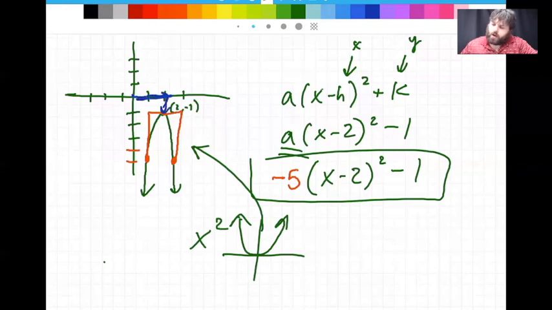And then I went down 1. So right 2, remember when it's with the x, it's left to right and it's backwards. So a -2 would shift it right 2. This shifts it down 1. This flips it upside down, and this stretches it by a factor of 5. So instead of going over 1 down 1, I go over 1 down 5.